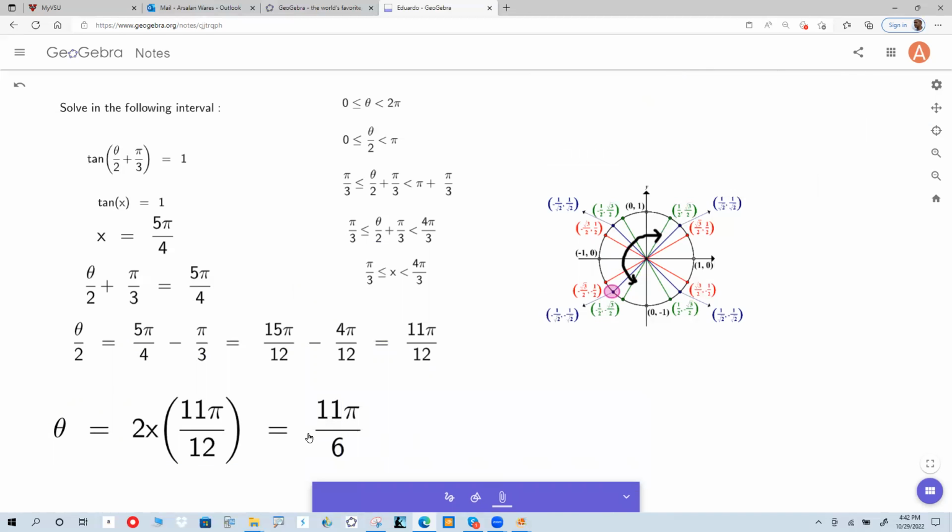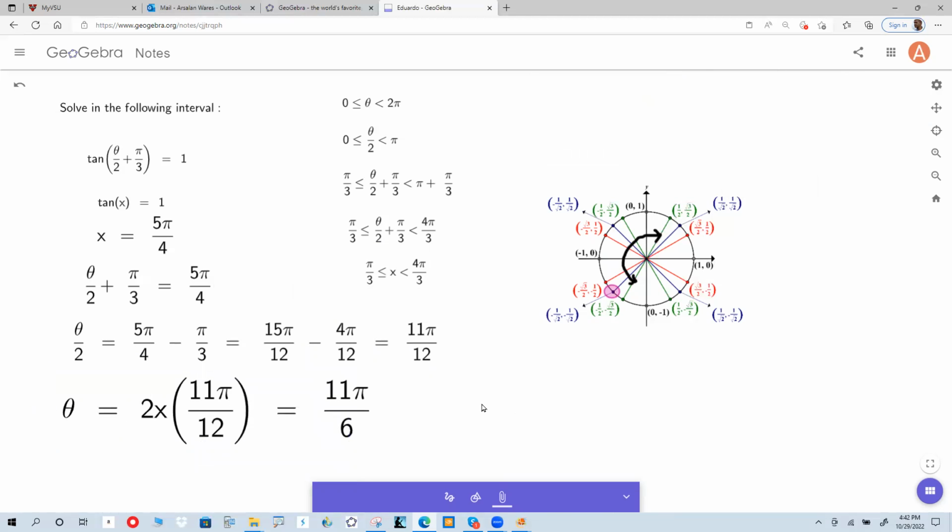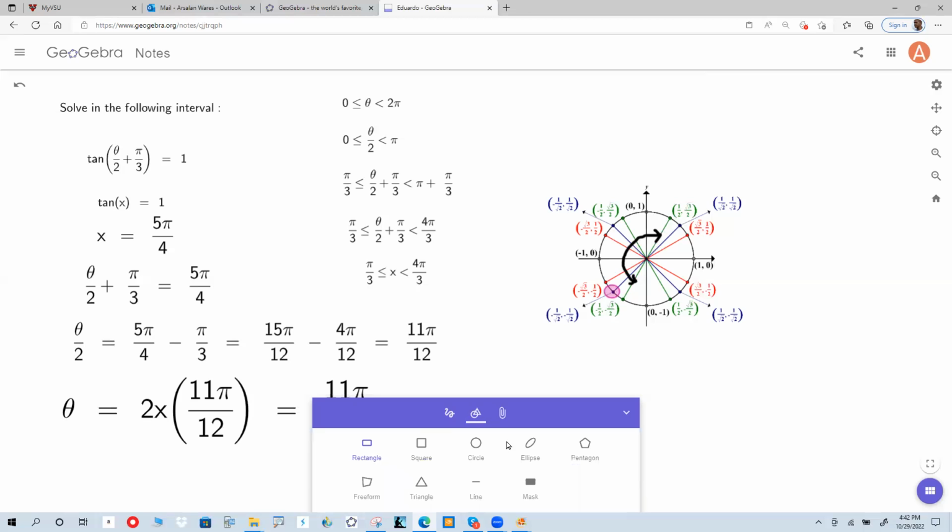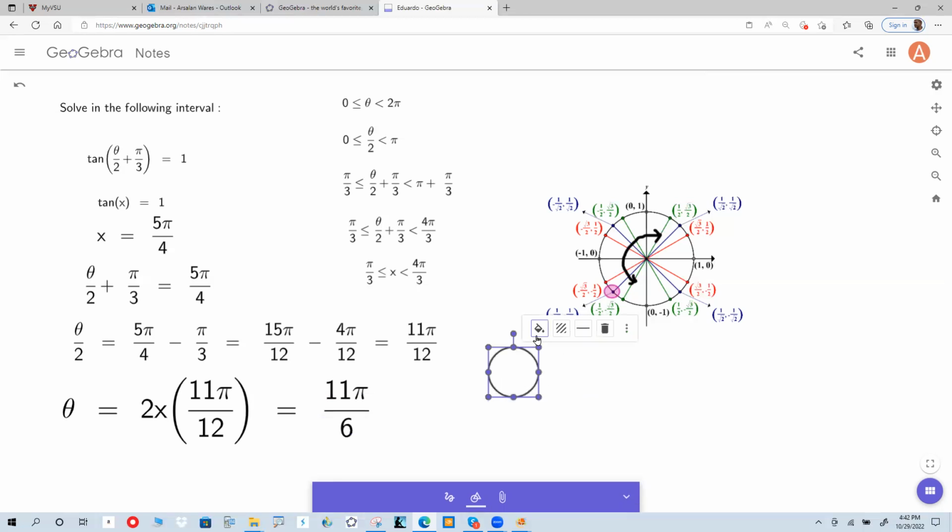That's my answer. It's a little shy of 2 pi, and I am getting one solution. This is my answer, guys. I hope it makes sense. This is my answer, and there is one answer.